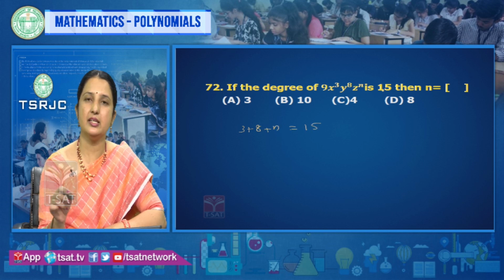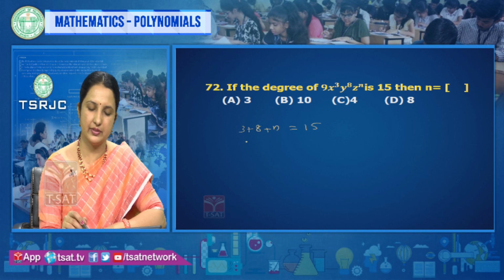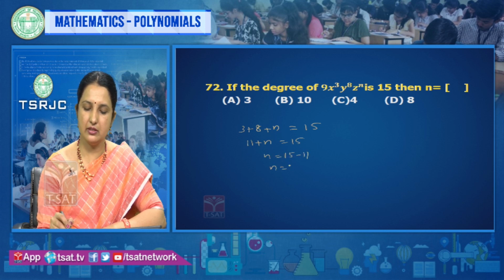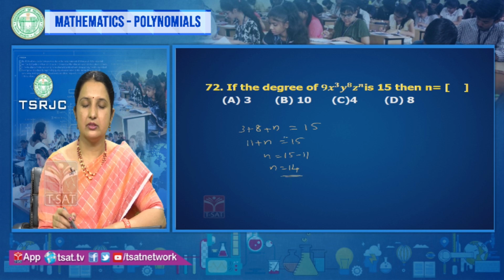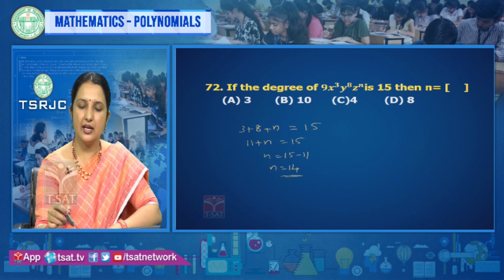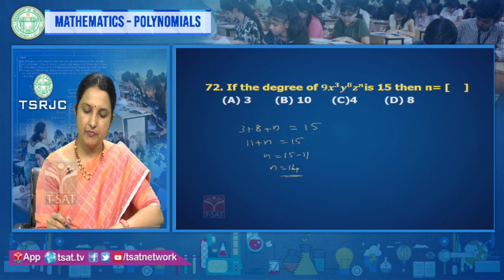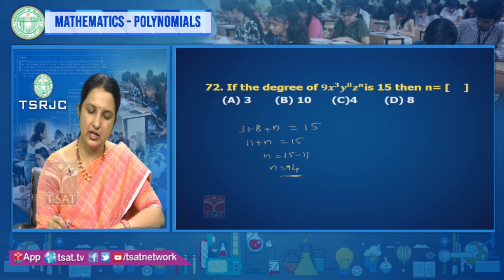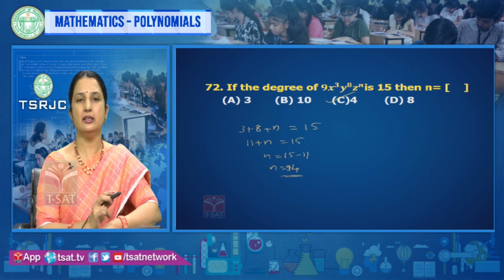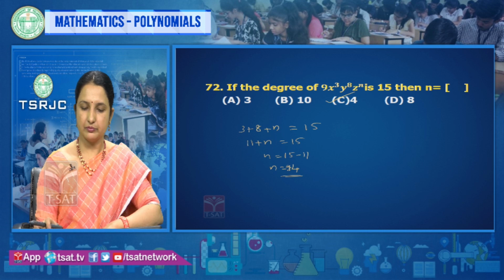What is the degree given in the question? 15. It is given 15. 8 plus 3 is 11. 11 plus n equals to 15. Then n equals to 15 minus 11. The solution is very easy, but when you know the concept, then only you can write this answer. So 15 minus 11 is what? 4. So 4 is the correct answer. So C is the correct option.